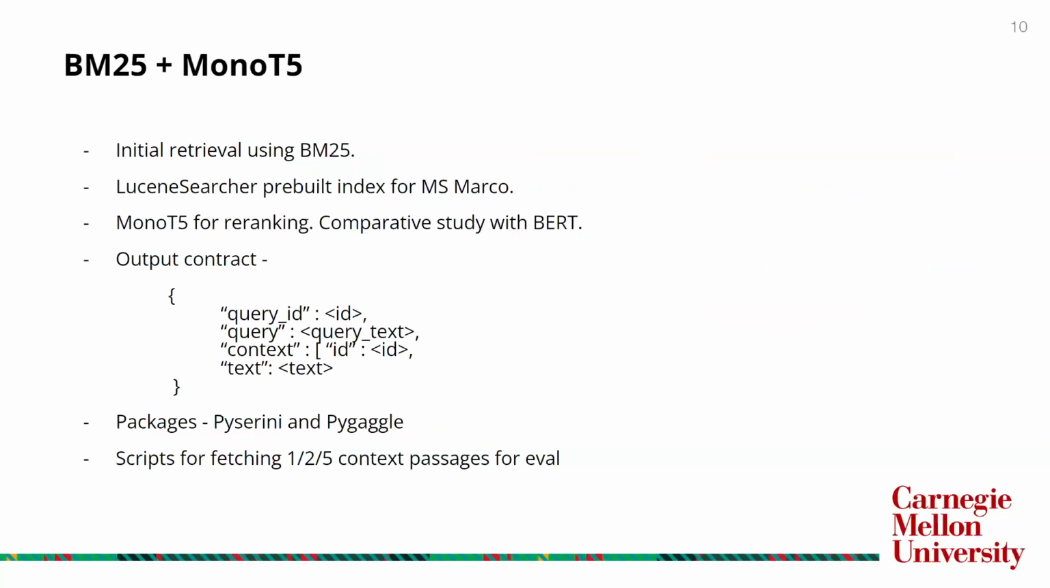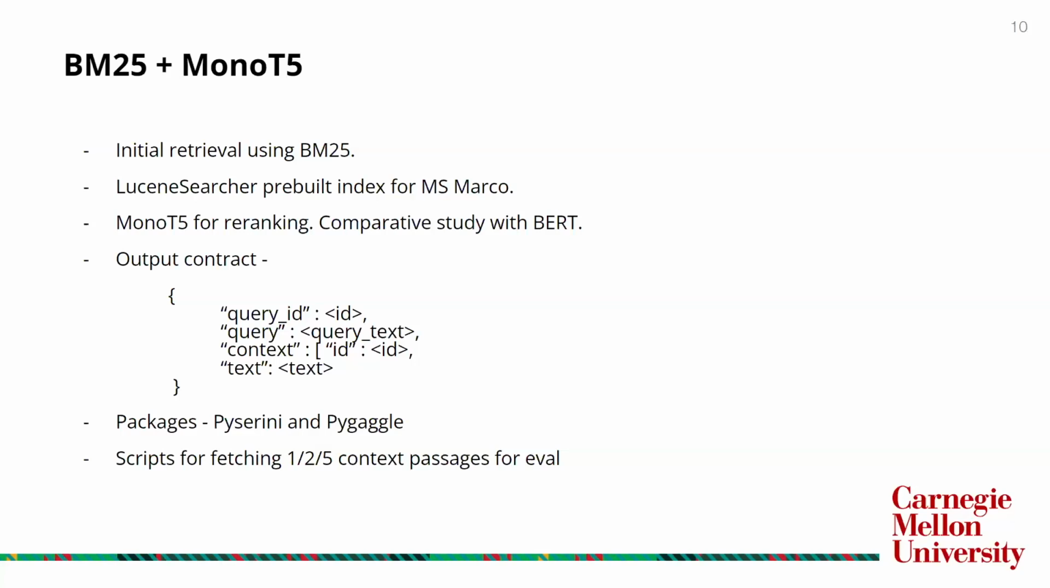So as we mentioned briefly before, the initial retrieval was done using BM25, and we used the Lucene Searcher pre-built index, which is a sparse index that's available in PySerini. And we did a comparative study between MonoT5 and BERT regarding the re-ranking, and we found that MonoT5 seemed to perform better for MS Marco. So we selected MonoT5 as our re-ranker.